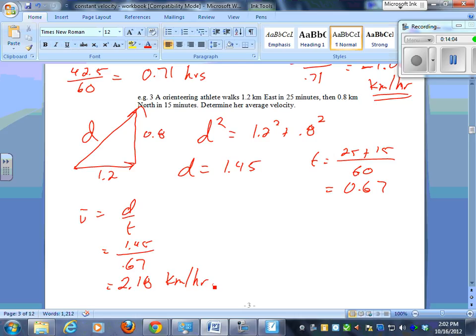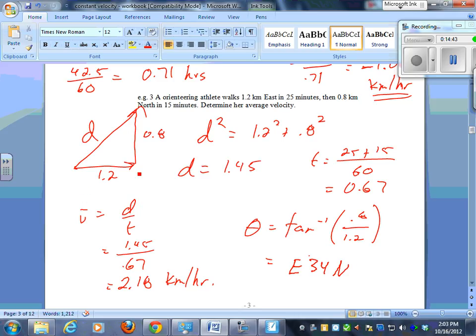So it's going to be opposite 0.8, adjacent 1.2. 0.8 divided by 1.2. It's the same value I've got up here, 0.8, right? It's either 2.17 or 2.16. That's going to be east 34 north. East 34 north, right? East and then north.